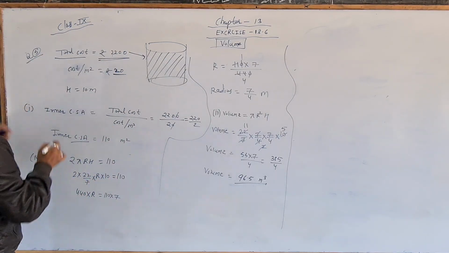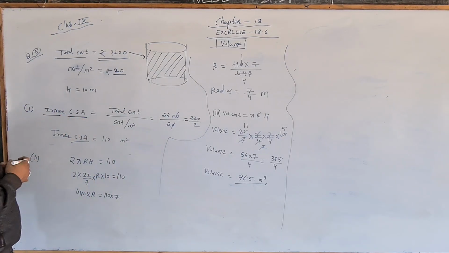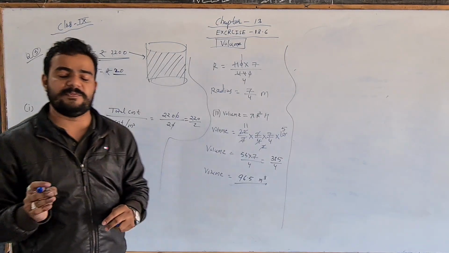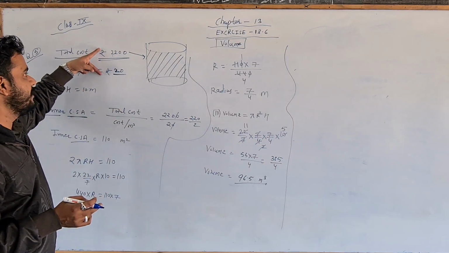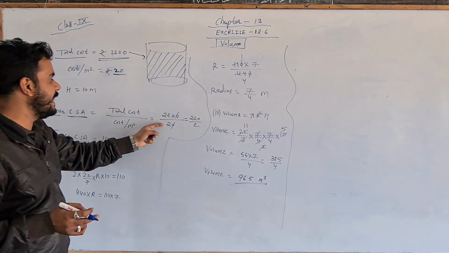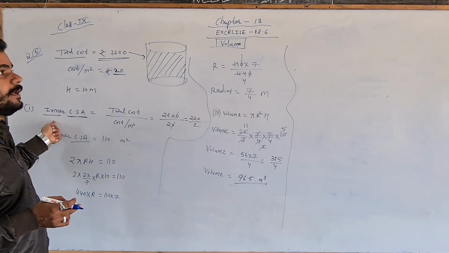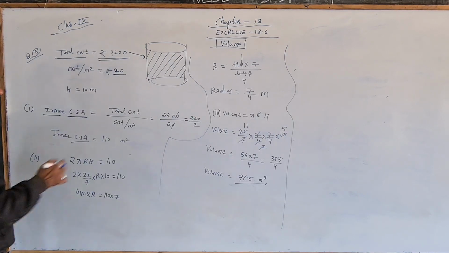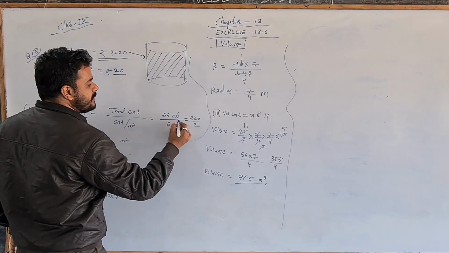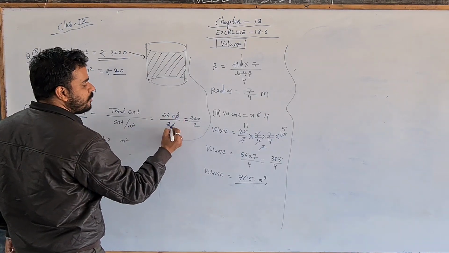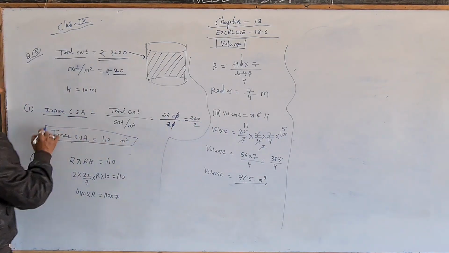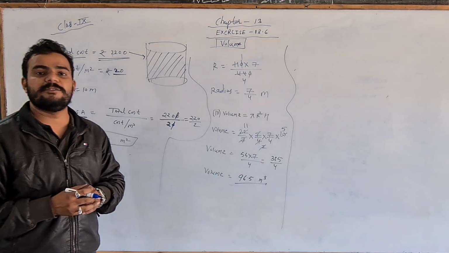So first of all we need to find the inner curved surface area. CSA is curved surface area. If in any question we need to find the inner curved surface area and two costs are given, then when you divide the two costs, you will get the inner curved surface area directly. You get it directly when the total cost is divided by the cost per meter square. So the total cost is 2,200 upon the cost per meter square, 20. The 0 will be cut, 220 upon 2. Then the inner CSA is 110 meter square.